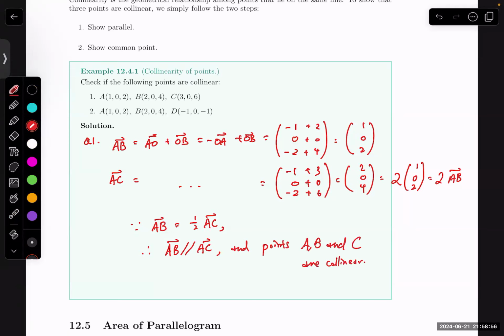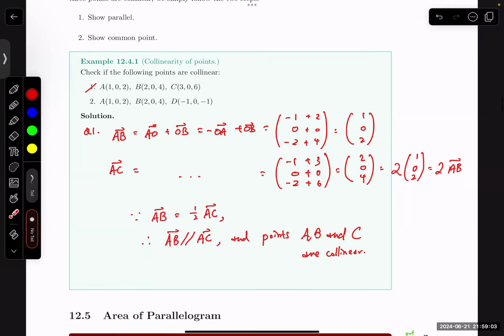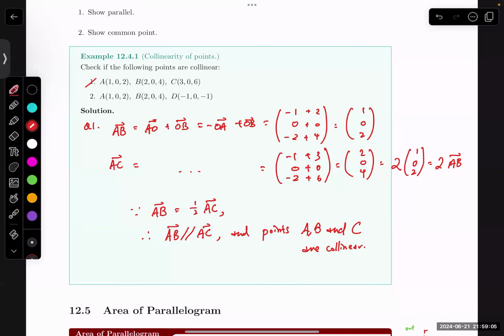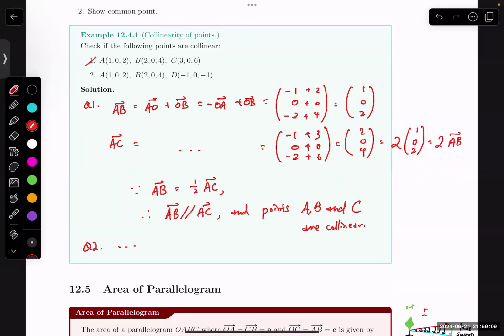I'll skip the second one. It's the same thing. I don't think they are collinear. You know what? I'll write down the answer. For question 2, you just do some workings and you say, since vector AB is not equal to k times vector AD in that case.